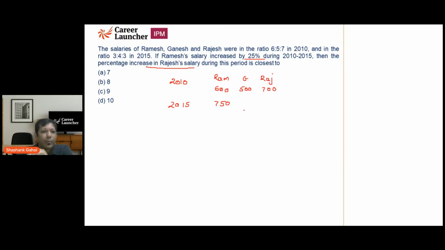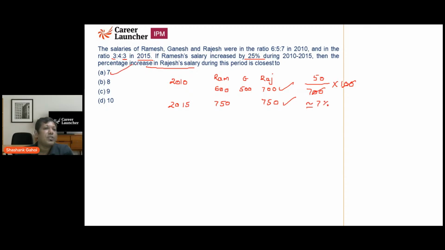So I'm not bothered about Ganesh itself. In 2015, the ratio of salary of Ramesh and Rajesh was 3:3, means 1:1. So Rajesh's salary is also going to be 750. In 2010, the salary of Rajesh was 700. Now it is 750. What is the increase? 50 out of 700, into 100. So we got the percentage increase that is closest to 7%.